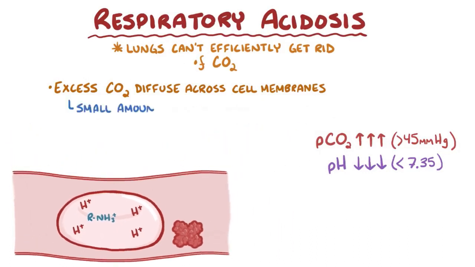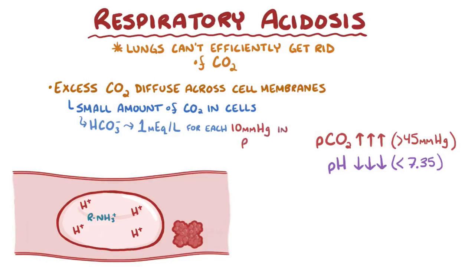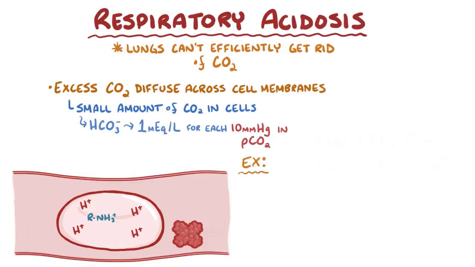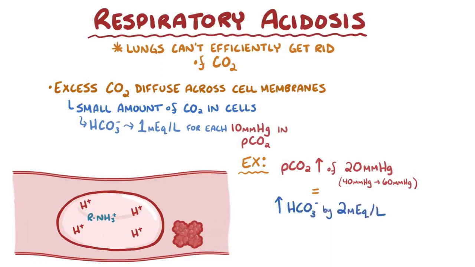So essentially, only a small amount of carbon dioxide molecules find their way into the cells. As a result, the amount of bicarbonate that's generated is too little, about 1 milliequivalent per liter for each 10 millimeters of mercury increase in partial pressure of carbon dioxide, in order to have a substantial effect on pH. For example, if partial pressure of carbon dioxide has an acute rise of 20 millimeters of mercury, let's say it moved from 40 to 60, then this mechanism could only result in a rise of plasma bicarbonate by 2 milliequivalents per liter, from its reference value of 24 up to 26, which doesn't have a big impact on pH. Therefore, the pH remains very low during this acute phase of the disorder.